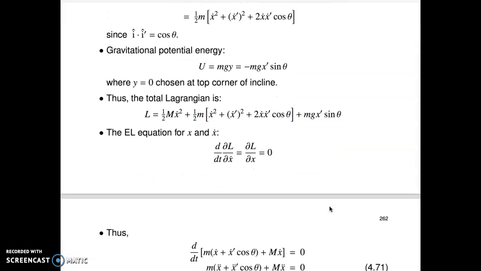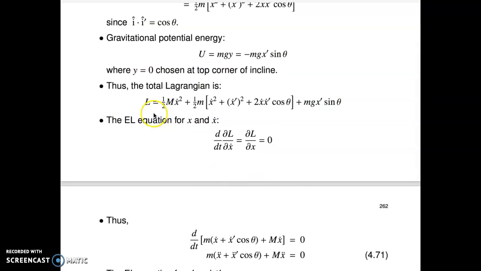Let's run with it. So the Euler-Lagrange equation for x and its time derivative looks like, whoops, there should be a negative here, sorry. Where I have an equality here, that should be a negative sign. Correct that in your notes. Okay, time derivative of this derivative minus dL by dx equals 0.